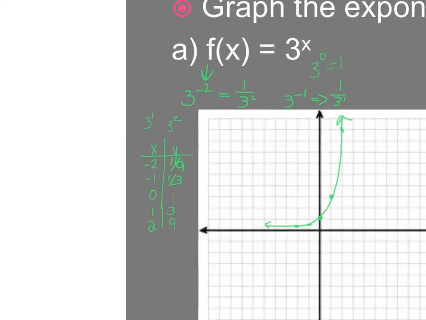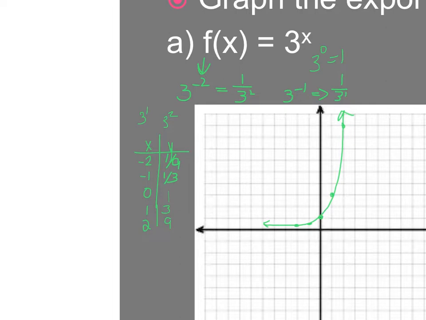So if you had this function that said +2, you would just take your numbers, like when I plugged in -2, I got 1/9. It would be 1/9 plus 2. And then 1/3 plus 2. It just moves everything up.